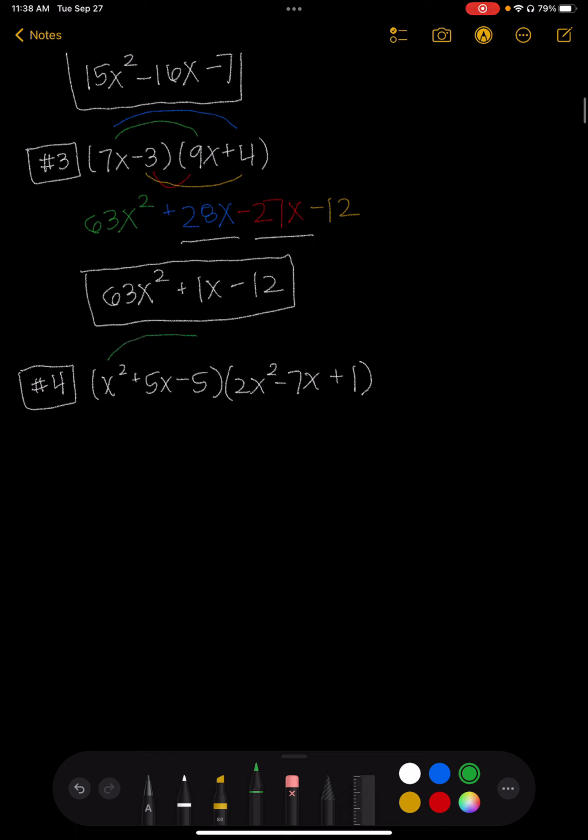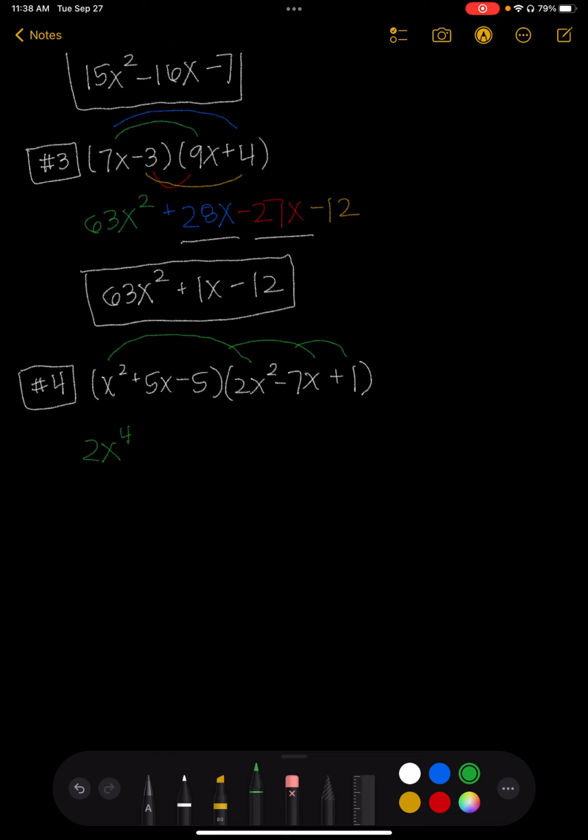We're going to multiply this x squared by every single chunk inside this second set of parentheses. So we're going to start with x squared times 2x squared. And x squared times 2x squared would give me a 2x to the 4th. Now, let's just review this. We know when we multiply x's and exponents, we add the exponents. So x squared and x squared, we have a 2 and a 2, and 2 plus 2 is 4. That's why x squared times x squared is x to the 4th.